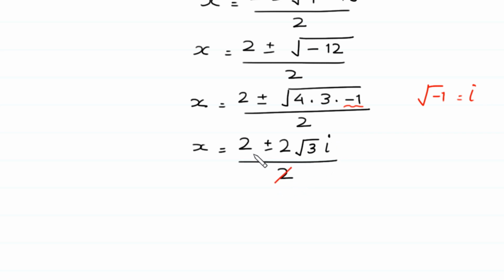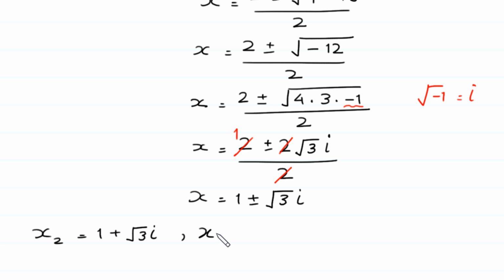This 2 will be cancelled with this 2, here left 1, and this 2 will be cancelled with this 2. And we get two values of x is equal to 1 plus or minus square root of 3i. From here we get two values of x: x2 is equal to 1 plus square root of 3i, and x3 is equal to 1 minus square root of 3i. So for now we have found three values of x.